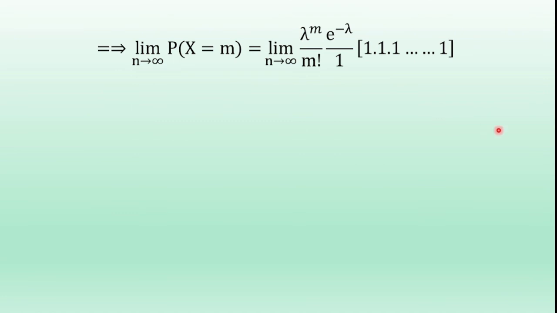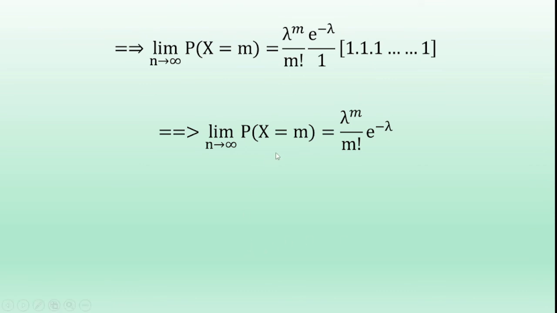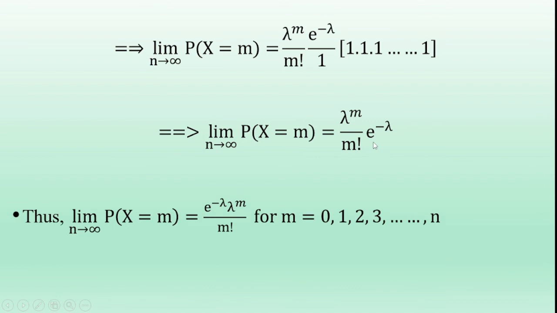Therefore, using these conditions, we get limit n tends to infinity of probability of x equal to m, or simply probability of m, is lambda power m by m factorial into e power minus lambda, for m equal to 0, 1, 2, 3 and so on. This equation is called the Poisson distribution expression. So this is the derivation of the Poisson distribution.